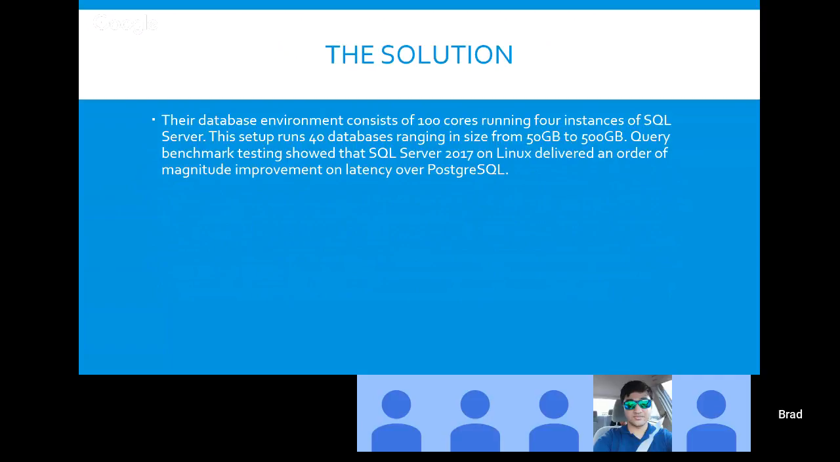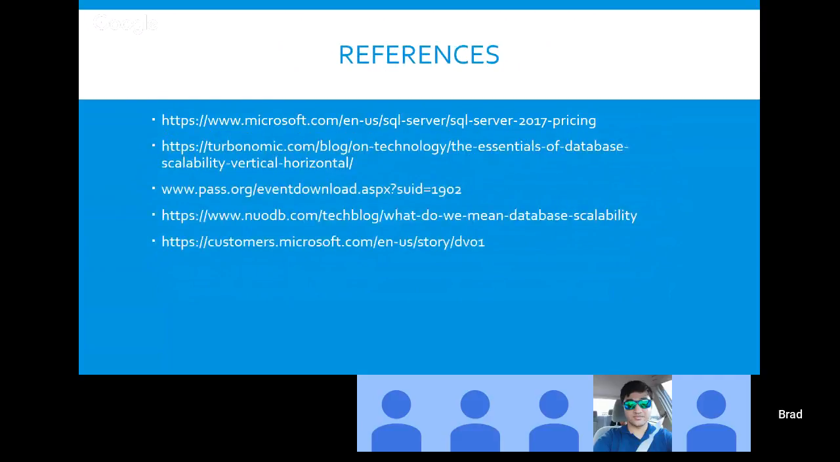So their database environment consisted of 100 cores running 4 instances of SQL Server. The setup runs 40 databases ranging in size from 50 to 500 gigabytes. The benchmark testing showed that SQL Server 2017 on their Linux preferred environment greatly improved their performance and gave them the solution they needed. And those are my references. Does anybody have any questions?